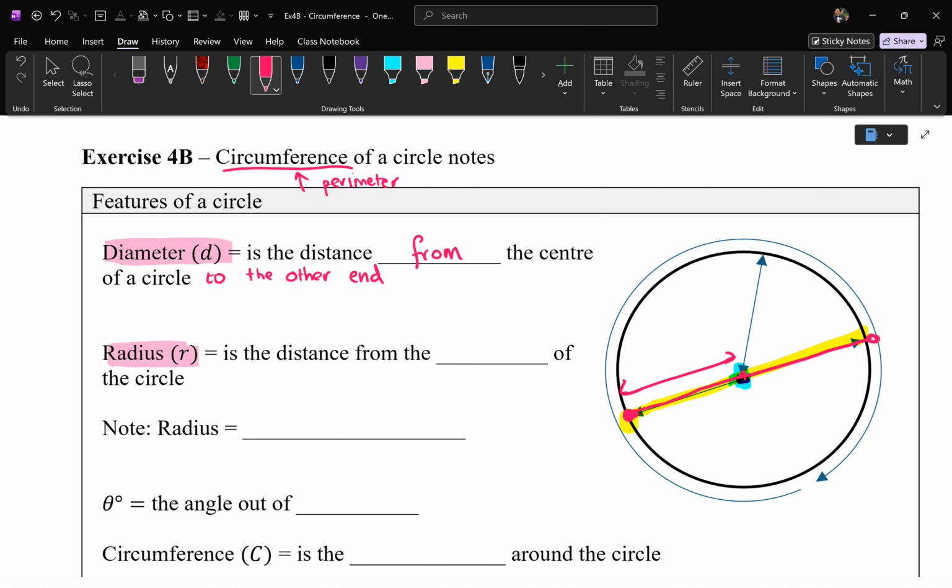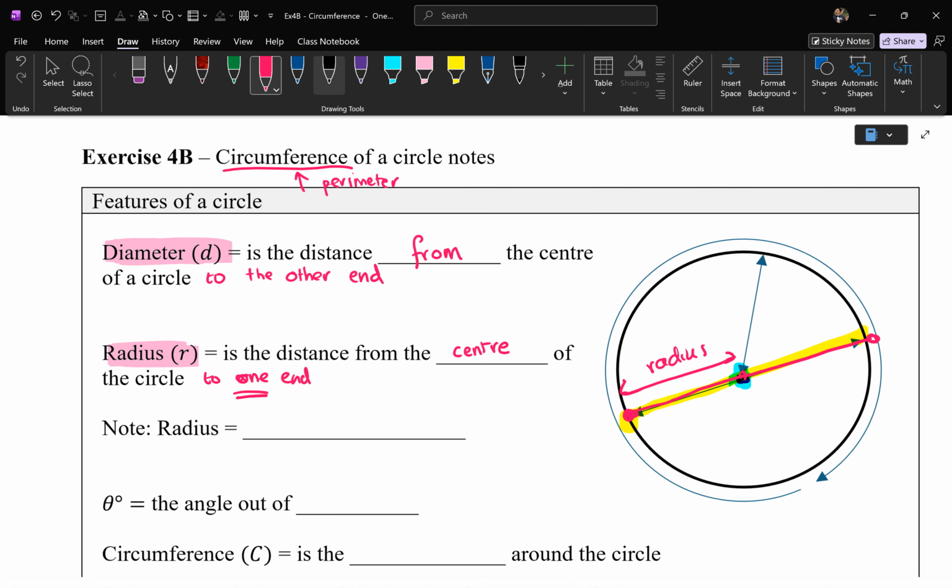Radius is just easier to calculate. We like radius because you only work half as hard. Otherwise, everyone would be measuring diameter. It's not easy to do. So it's easy to measure radius. So radius is the distance from the center of the circle to one end.